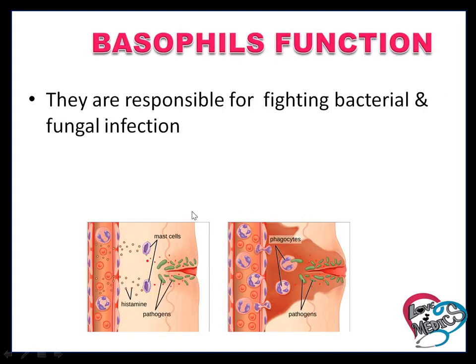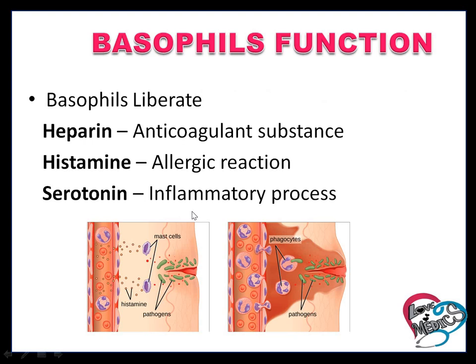Now the function of basophil. They are responsible for fighting bacterial and fungal infection. The basophil level is increased during bacterial and fungal infection. The basophil liberates heparin, histamine, serotonin and bradykinin. Heparin is an anticoagulant substance. It prevents the intravascular coagulation. Histamine produces allergic reaction. Serotonin and bradykinin participate in the inflammatory process.